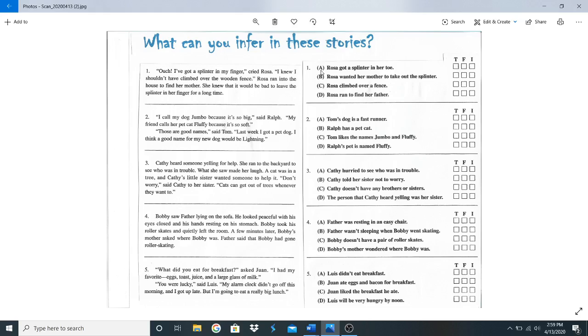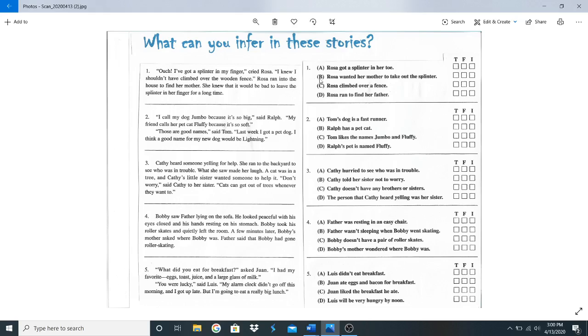We've got part A. Rosa got a splinter in her toe. And our choices are T for true, F for false, and I for inference. So Rosa got a splinter in her toe. It said finger. She did not get a splinter in her toe. So that would be false. So you would put a little X or a check mark in this box for false.